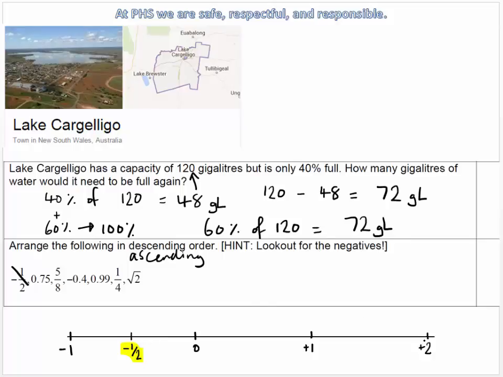So as we're heading up, so we're ascending for this video. As we're heading up, -0.4 is going to be our next one. And that will be roughly here. So -0.4. Okay, so that one's done. There's our next one. Okay, next one, I think is going to be 1/4. Okay, so 1/4 of the way between 0 and 1 is going to be roughly there.